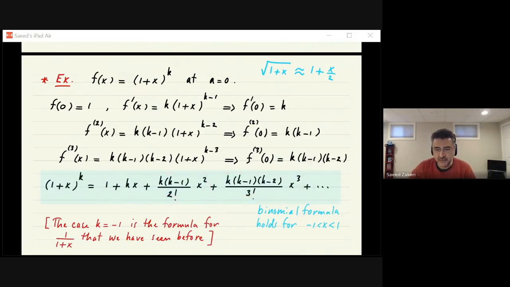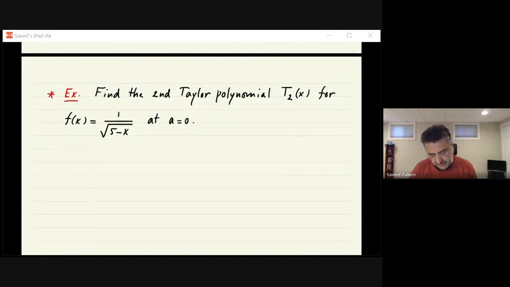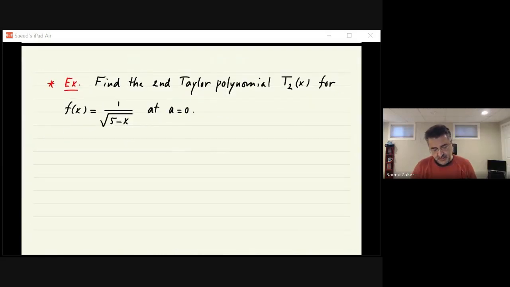That's the idea. The more terms you add, the better the approximation will be. But if x is very close to the origin, chances are only the linear term would do a good job. Okay? These are the type of back of the envelope estimations that people use all the time. Let's take a look at this example.